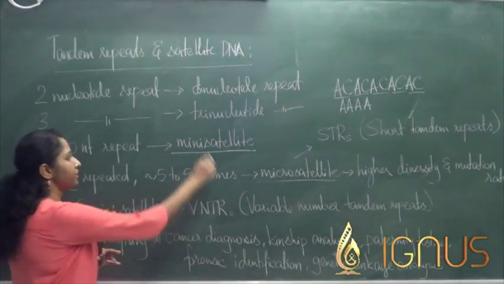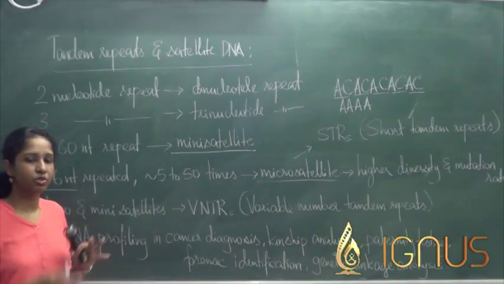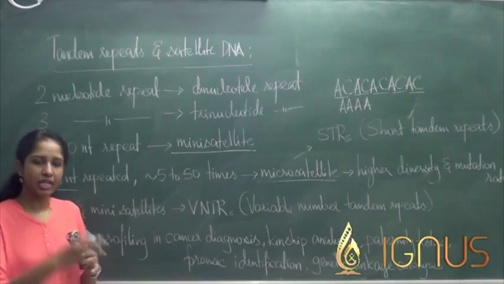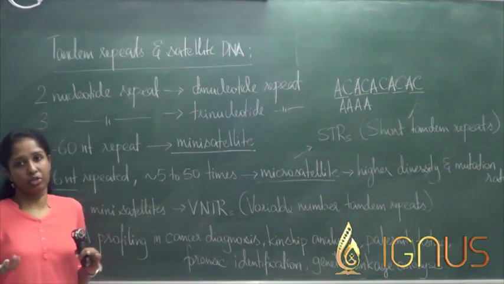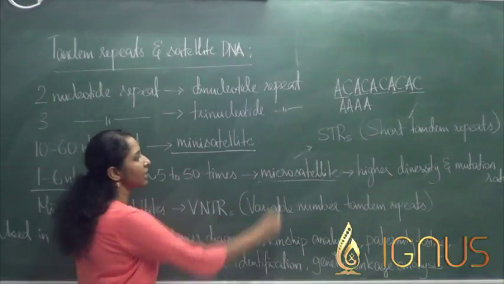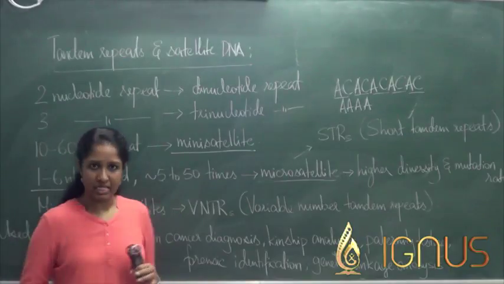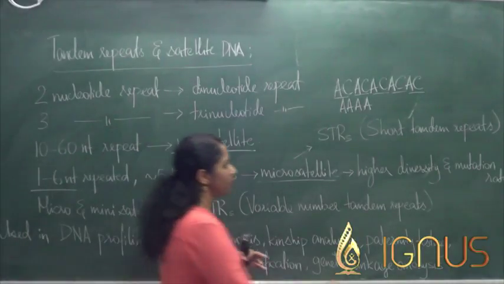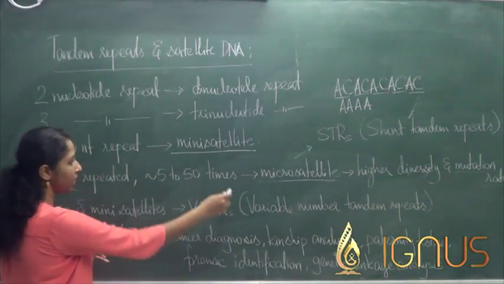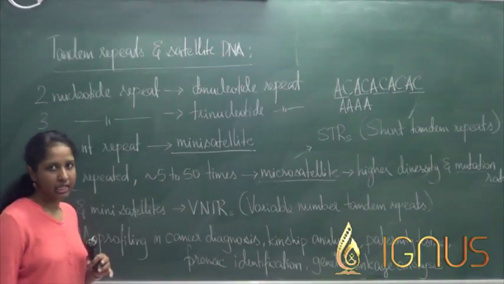Now microsatellites are different from mini satellites because they have higher genetic diversity. So their genetic diversity is much higher in a population. If you take individuals within a human population, the microsatellite will have higher genetic diversity as compared to the mini satellite. Also it's going to have a higher mutation rate. So the mutation rate within the microsatellite is higher as opposed to that of the mini satellite.